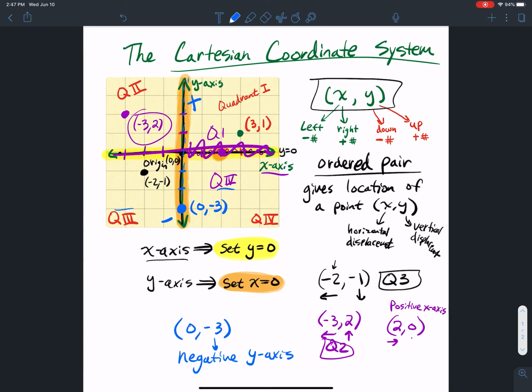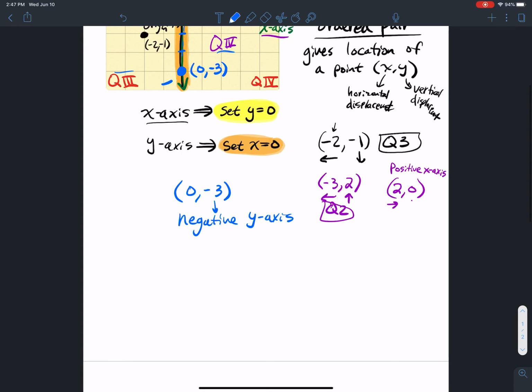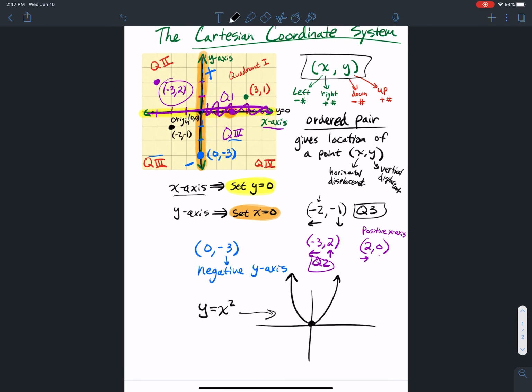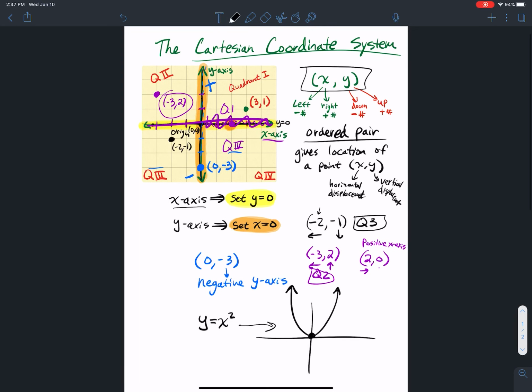So this is just a technique, a coordinate system that allows us to take algebraic equations and give a picture to them in what we refer to later on as graphs. So it's a way that we can take an algebraic equation, like maybe y equals x squared, and all of a sudden we can make a picture out of this. So this is the graph on the Cartesian coordinate system. And that's kind of where we're heading with this. All right, guys.